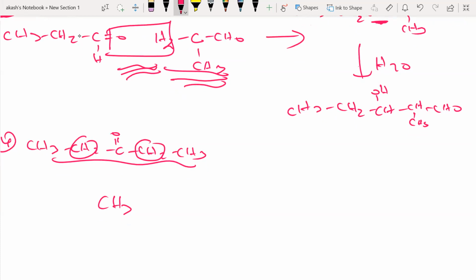Right. So we will be writing it like this: CH3, CH2, C double bond, let me write it here, and CH2, CH. Let me write it down. Okay. And you can go for the next one.